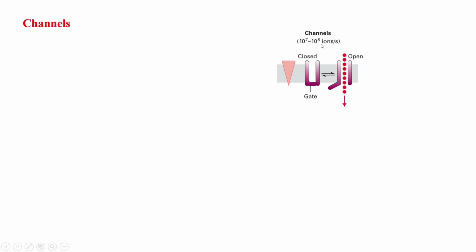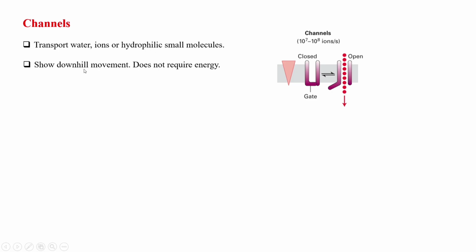And the rate of movement of ions is very high, 10 to the power 7 to 10 to the power 8 ions per second. Okay, now channels can transport water, ions, or small hydrophilic molecules. Hydrophilic means water loving. It shows downhill movement and does not require energy. So the molecules move from higher to lower concentration gradient.